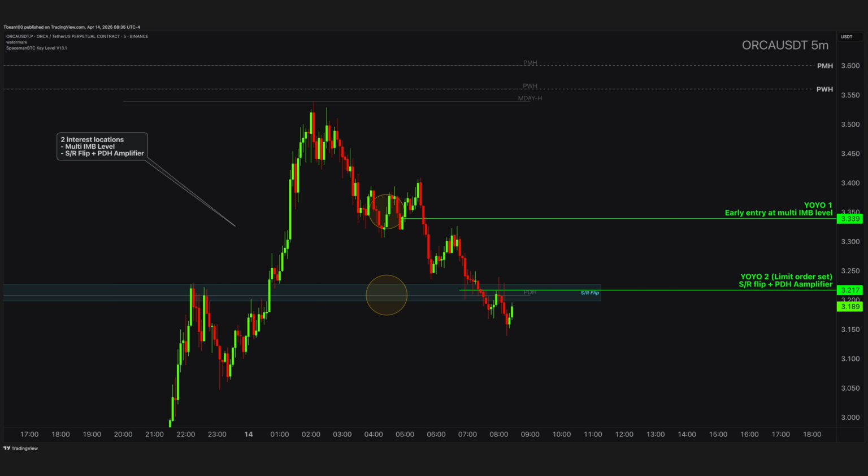And secondly, I had this limit order set right below, at the support and resistance flip location, just right around the previous day high point. In the end, I managed to create this average price, but the price was so weak. It did not do what I wanted at first. I did not have a full loss here. When the price popped above a bit, I had to cut the trade with around 2% loss.